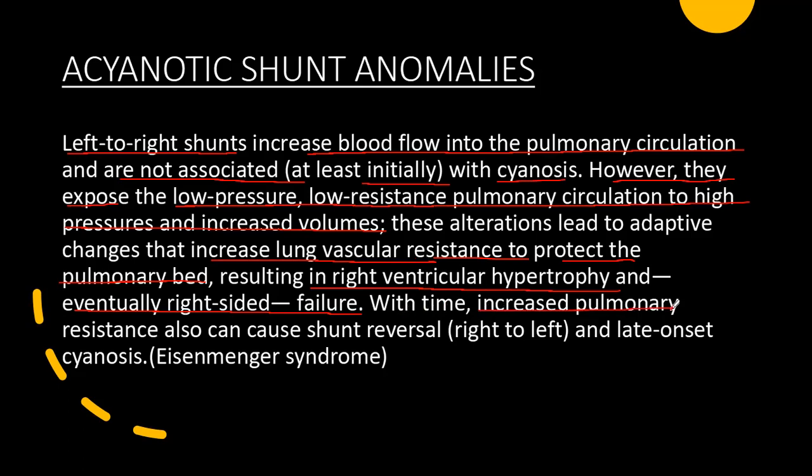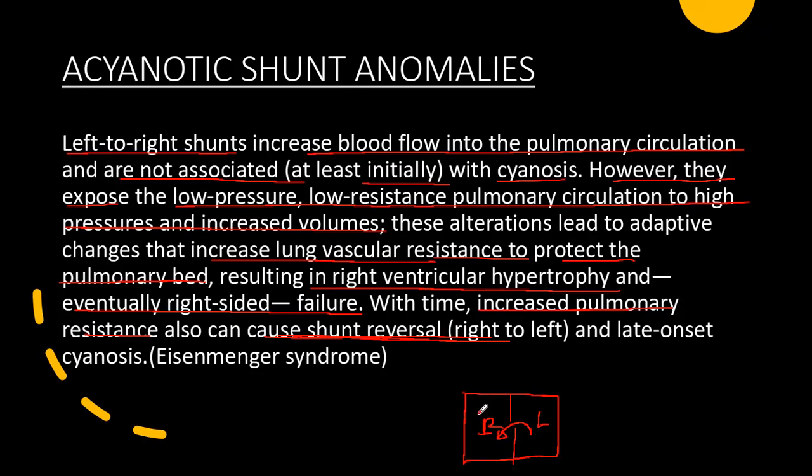Now, with time, increased pulmonary resistance can cause shunt reversal. Let me try to draw something here for you. Assume this is the left side and this is the right side of the heart. This is the right ventricle, left ventricle. Now, at first, blood was moving from the left to the right. Why? Because, as you know, blood in the left side has a higher pressure than the right. But with time, there will be pooling of blood in the right ventricle.